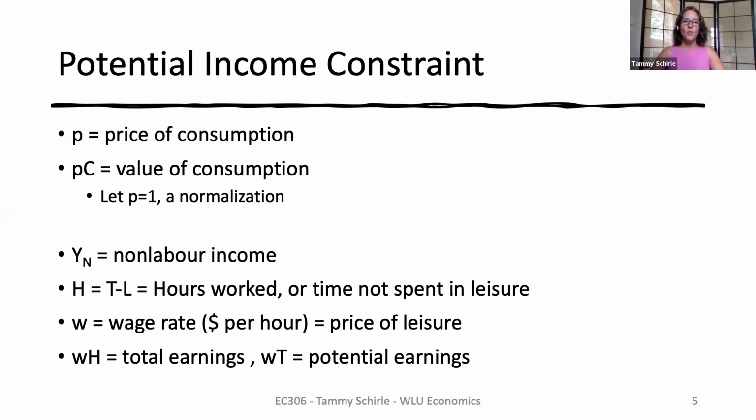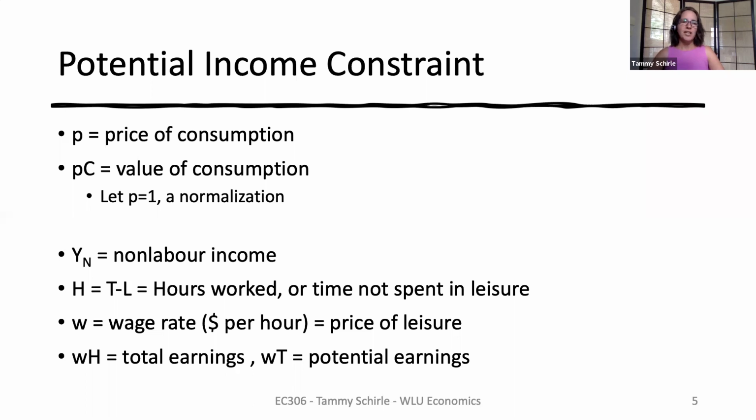We're also going to have YN. This is any non-labor income that comes into our household that we get to enjoy and spend. This is anything that you don't have to work for. H is the number of hours that a person will work, and this is going to be the difference between their total time endowment, T, and L, the number of hours that they spend in leisure time.